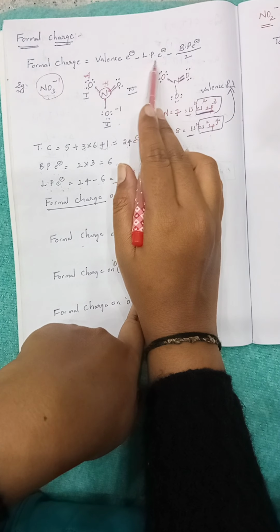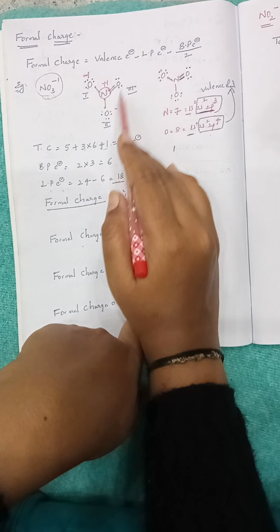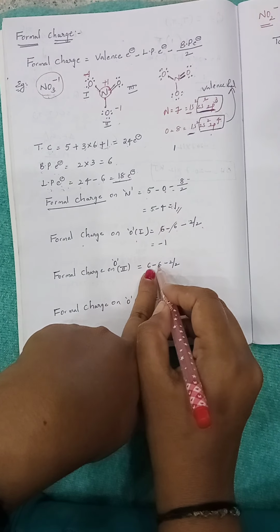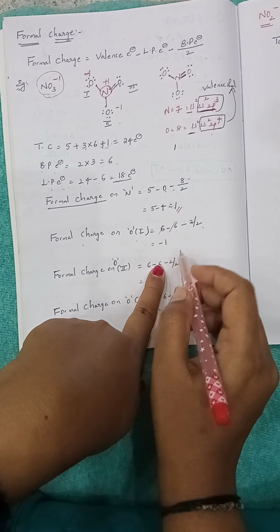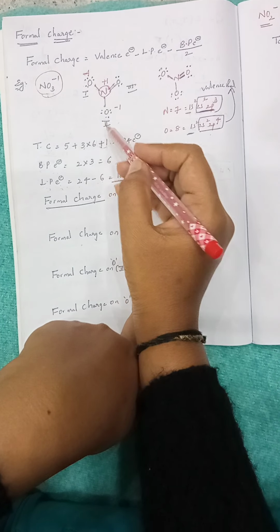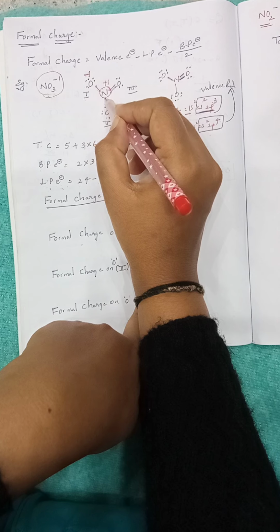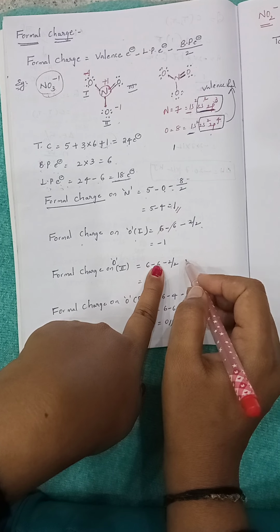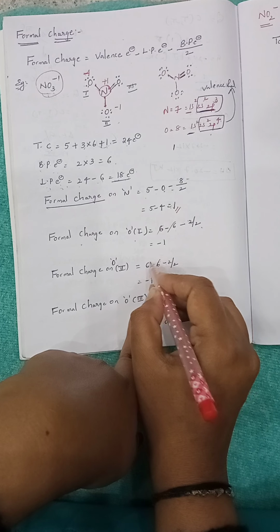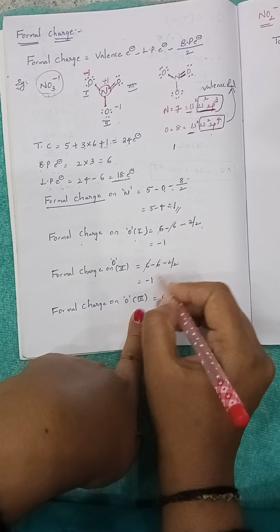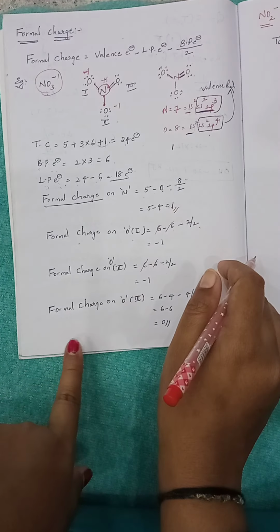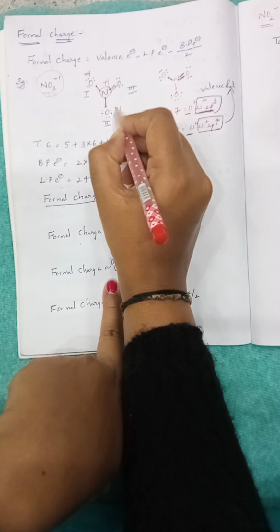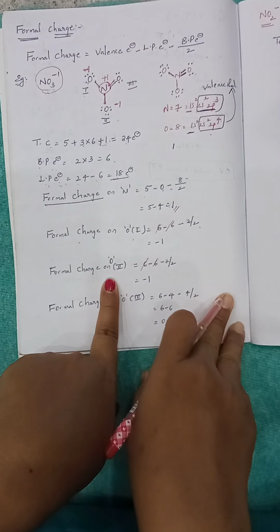Number of lone pair electrons minus bond pair electrons. How many lone pairs are there? 1, 2, 3, 4, 5, 6 lone pair electrons minus bond pair electrons. Only one bond is there, and that one bond contains 2 electrons, so minus 2 by 2. Here minus 6 plus 6 cancel, and minus 2 by 2 is minus 1. That means the second oxygen atom also has minus 1 as formal charge.